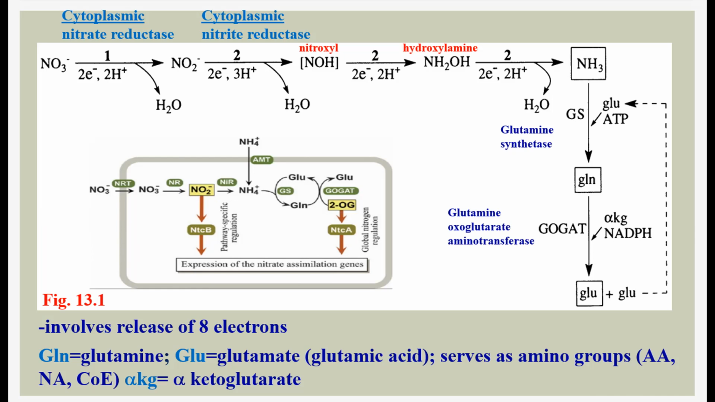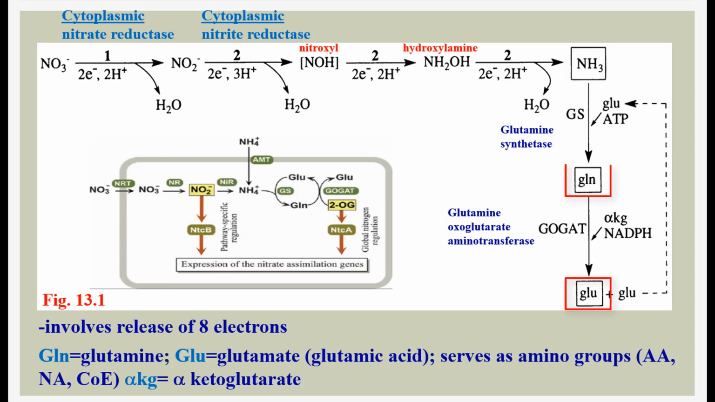Now, let's go back to the biochemical pathway. Here you can see that nitrate is reduced via 2 electron steps to nitrite, nitroxyl, hydroxylamine, and ammonia. The ammonia is incorporated into organic nitrogen compounds via glutamine synthase or glutamine oxoglutarate aminotransferase.